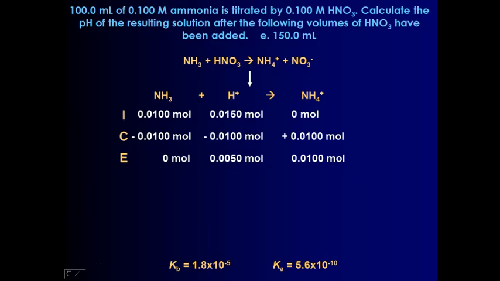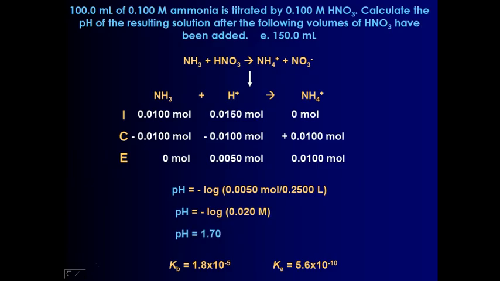With the moles of the hydrogen ions, we do need to find its new concentration by accounting for the volume of 250 milliliters. We can use the moles and the volume to find our hydrogen concentration, and then our pH, 1.70. Because we only have strong acid present, we do see the pH has dropped quite substantially compared to when we had our buffer.